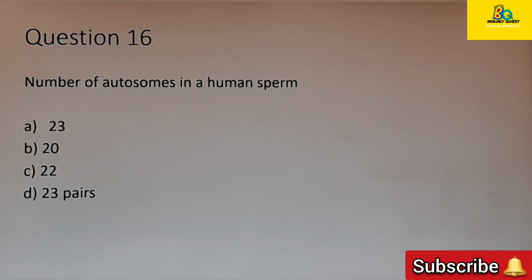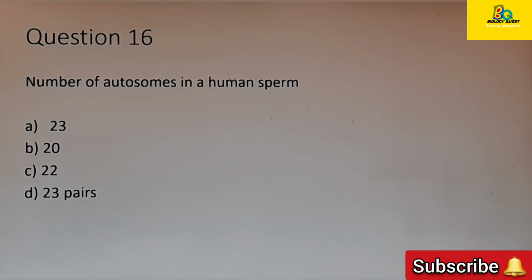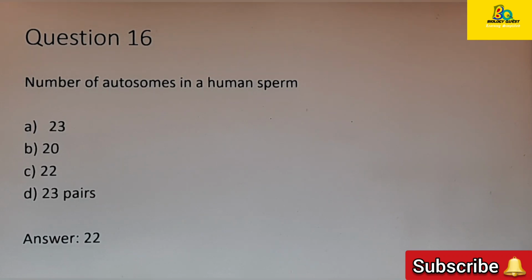The total number of chromosomes in a human sperm is 23, half the number of chromosomes in a human body. Number of autosomes, how many autosomes will be present? Out of the 23 chromosomes that are present, 22 will be autosomes and 1 will be the sex chromosome, which may be either an X chromosome or a Y chromosome. So what is the number of autosomes in a human sperm? The correct answer is option C, 22.